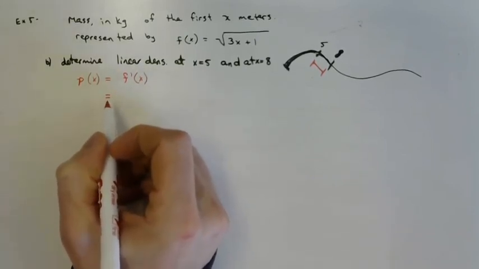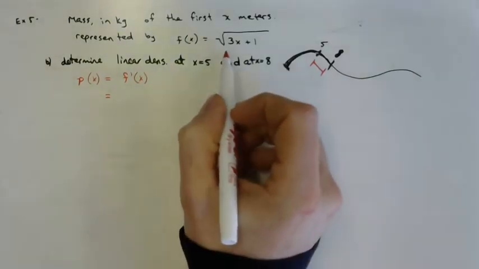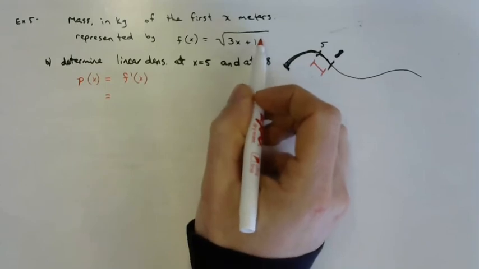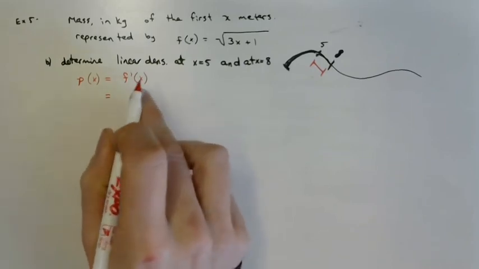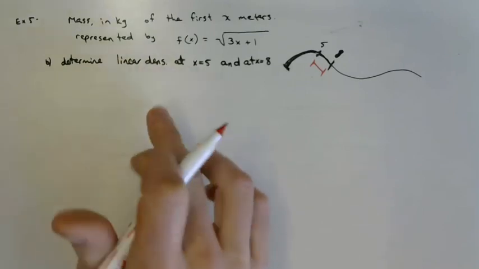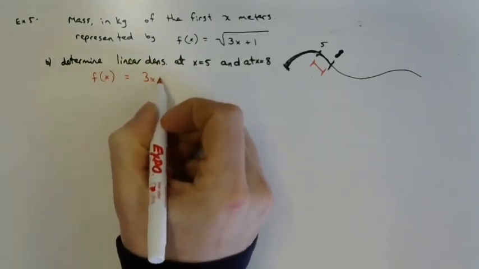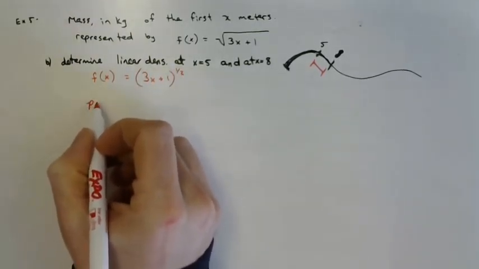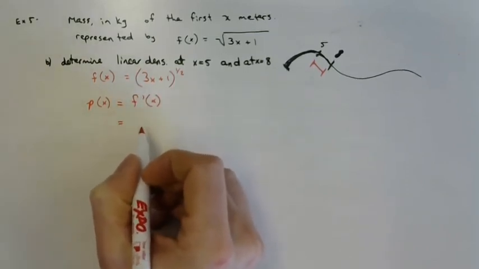So what do we need to do? We need to differentiate f of x. In order to do that, we're going to express it as a power with a fractional exponent and then derive it. So maybe I can do that first. If you already wrote that, you can probably just scribble it out for a sec. But you've got 3x plus 1 to the power of 1/2, and then p of x equals f prime of x. So we take the derivative of that.